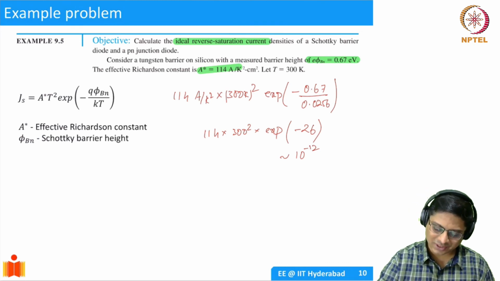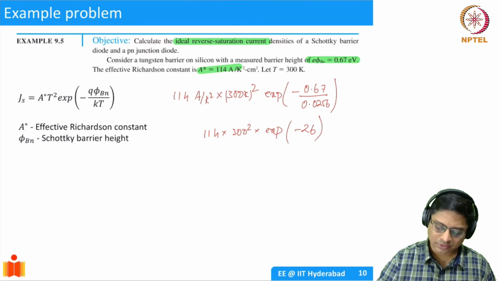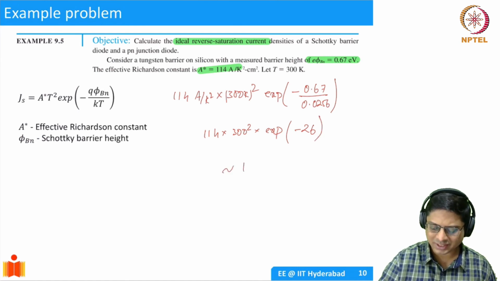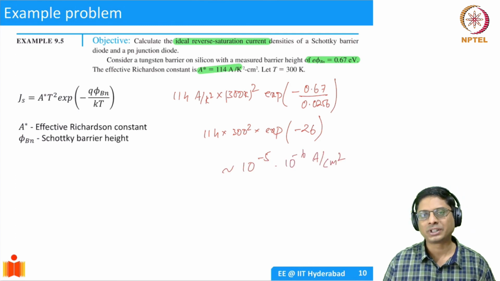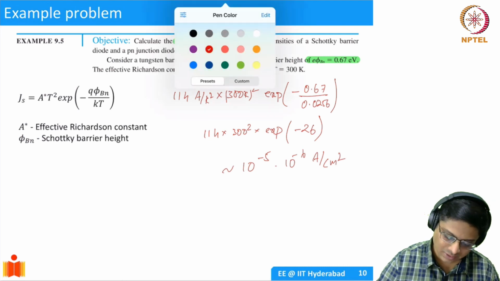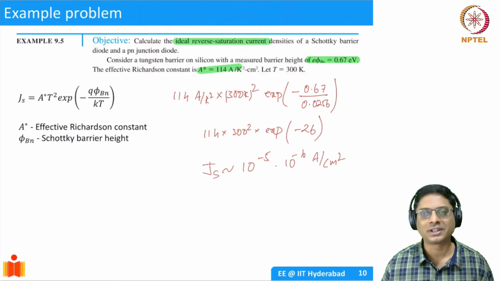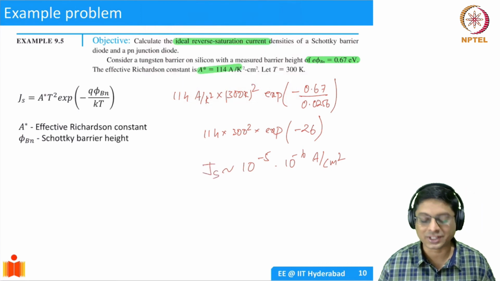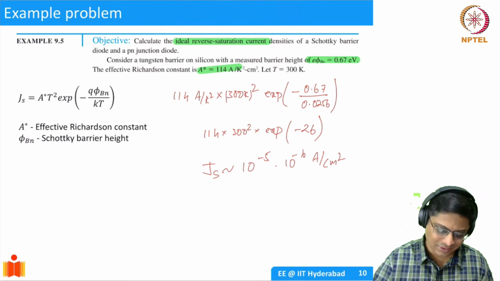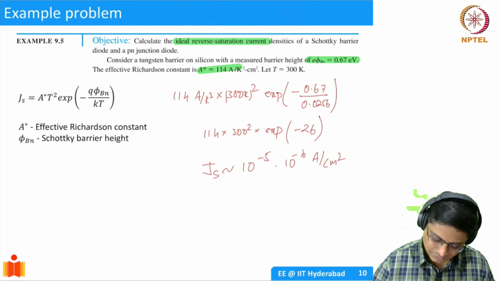So the overall current, if you calculate this number for a Schottky barrier, it turns out to be something like 10 power minus 5 to 10 power minus 6 amps per centimeter square. That's the main point I want to make here. The reason for the problem is only this, not actually to see how you calculate. We'll assume that you calculate. Now you're not in school, right? We don't care about algebra so much. At least I don't care about algebra so much. I care about the concepts.